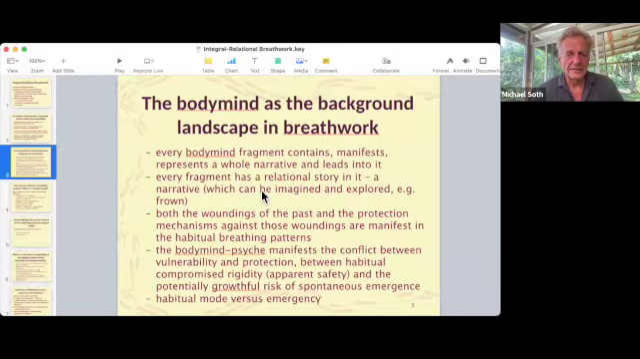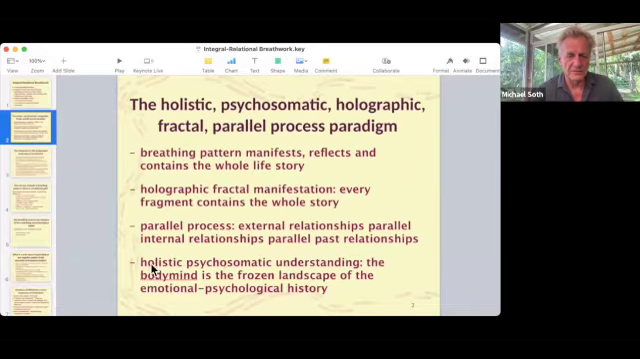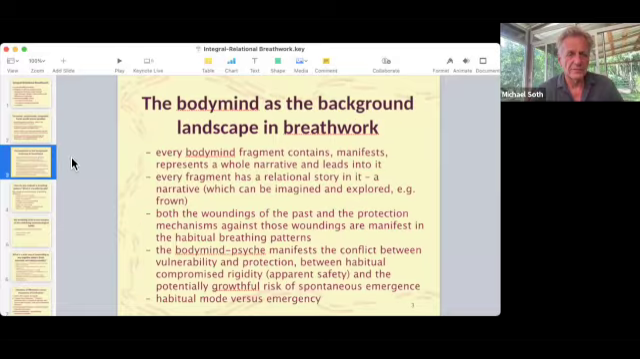The body-mind as the background landscape in breathwork. This is an unfolding of that previous point, this kind of Reichian understanding. Wilhelm Reich was a student of Freud. A bit more specific, and we do need this because when there are interruptions in the breathing, we are working with body-mind fragments of experience, with blocks, tensions, obstacles, sensations. We are working with fragments of the client's stream of consciousness in terms of their body-mind experience. So we will need to work with that.